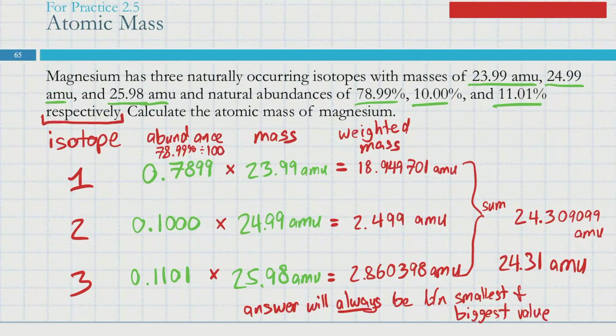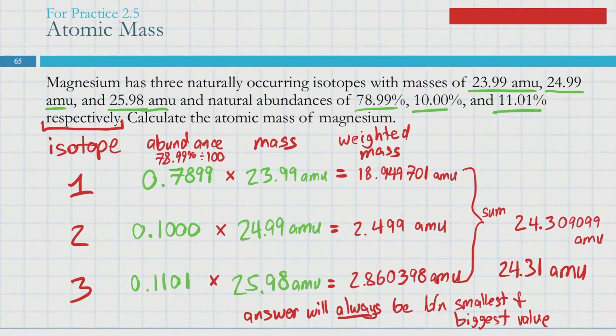And in the case of having really skewed abundances, so like it's mostly this lowest mass one, the number that we get out should be close to this one because it's our biggest contributing factor. It's got the highest percent abundance, and that's what we see, 24.3. It's just a little bit over the about 24 that we had to start with. Any questions about that?